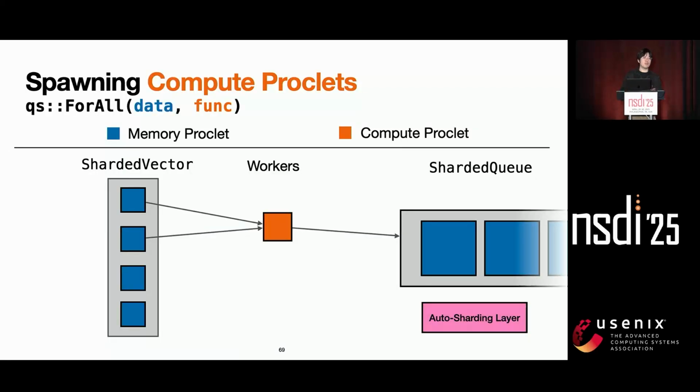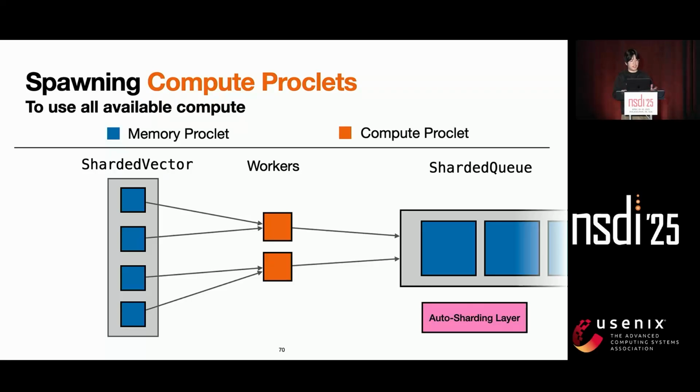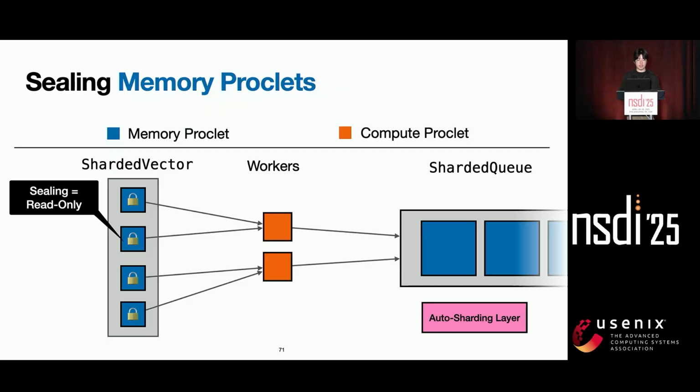The application first uses Quicksand's ForAll API and its batch compute framework, which asks for a function and a data range to compute over. This is similar to the map phase in MapReduce. Internally, the batch compute framework spawns compute proclets based on the cluster's available compute. Each compute proclet is assigned a disjoint data range to compute over. The application can then seal the sharded vector, which marks its data as read-only, and make it available for prefetching.